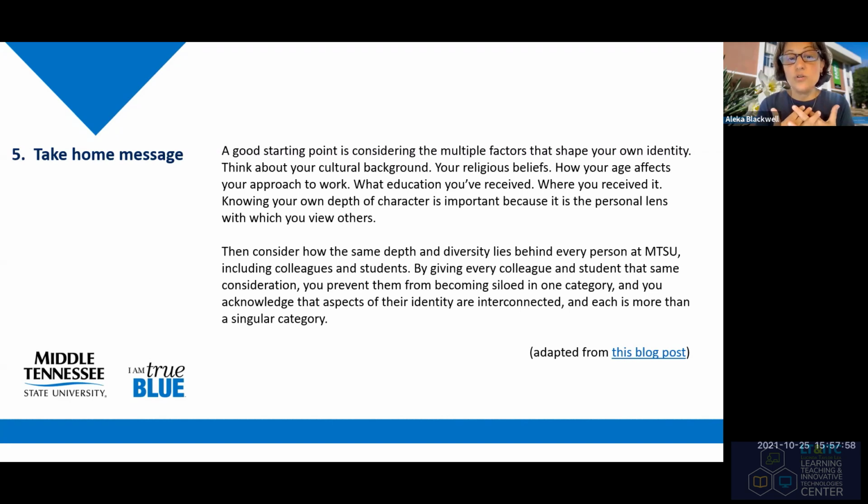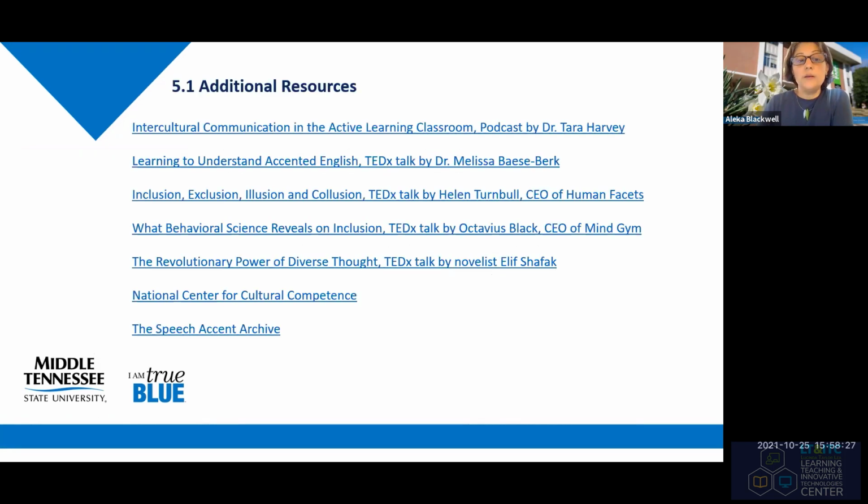So know your own depth of character, because it serves as the personal lens with which you view others. And then consider how the same depth and diversity lies behind every person at MTSU, including colleagues and students. And by giving every colleague and student that same consideration, you prevent them from becoming siloed in one category. So that's the whole fighting the single story. And you acknowledge that aspects of their identity are interconnected, and each person is more than a singular category.